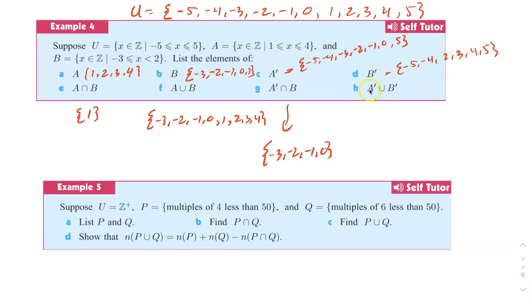The next one says A prime and B prime, I want the union of them. So as long as it's in one of them, it's in the union. I always think about the union as you're just dumping those two things into the same bucket. So I'm plugging both of these into this bucket, and I get -5, -4, -3, -2, 0, 2, 3, 4, 5. Like that. I just put them all together.